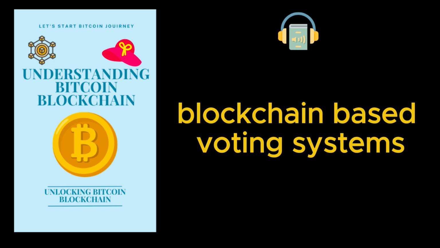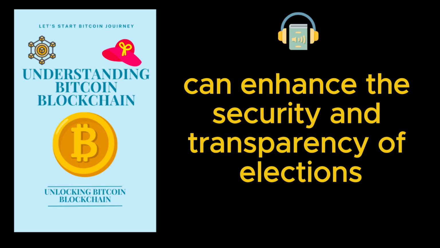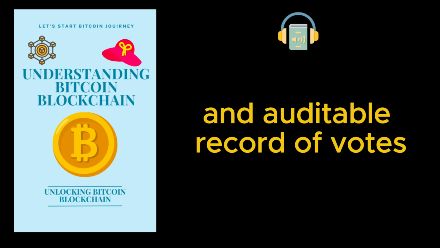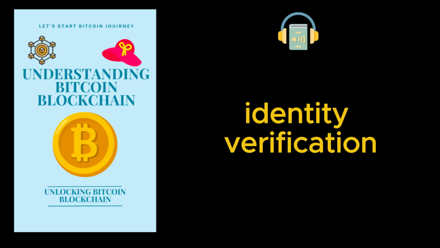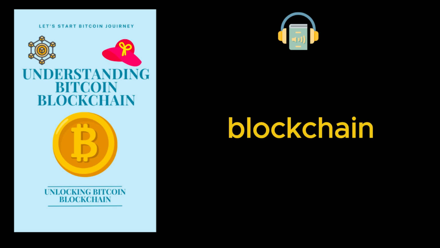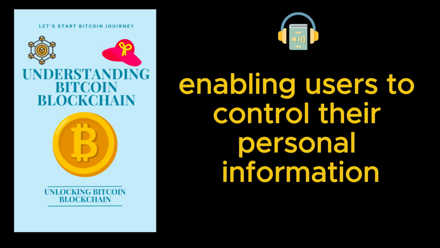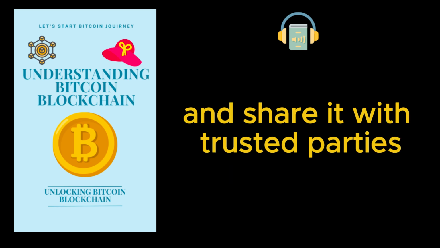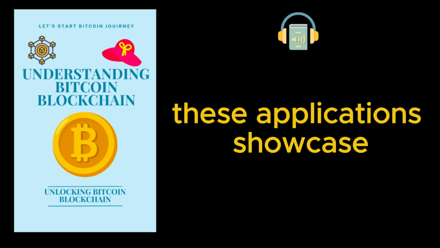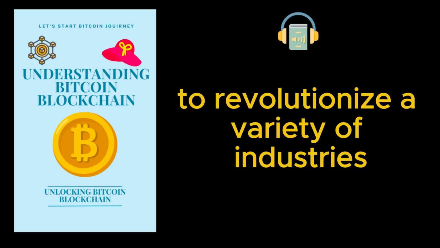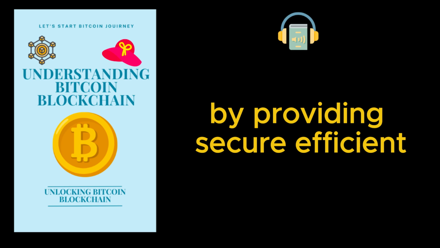Voting systems. Blockchain-based voting systems can enhance the security and transparency of elections by providing a tamper-proof and auditable record of votes. Identity verification. Blockchain can provide secure and decentralized identity management, enabling users to control their personal information and share it with trusted parties.